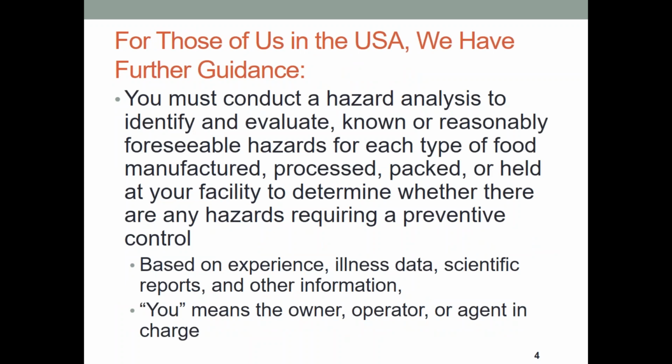You must conduct a hazard analysis in the United States under the Preventive Controls Regulation to identify and evaluate known or reasonably foreseeable hazards. Now, we'll talk about known or reasonably foreseeable hazards a little bit later, but you must conduct a hazard analysis to identify and evaluate known and reasonably foreseeable hazards for each type of food that's manufactured, processed, or held at your facility, and determine whether or not there are any hazards that do require a preventive control. And we do that based on experience, illness data, scientific reports, and other information.